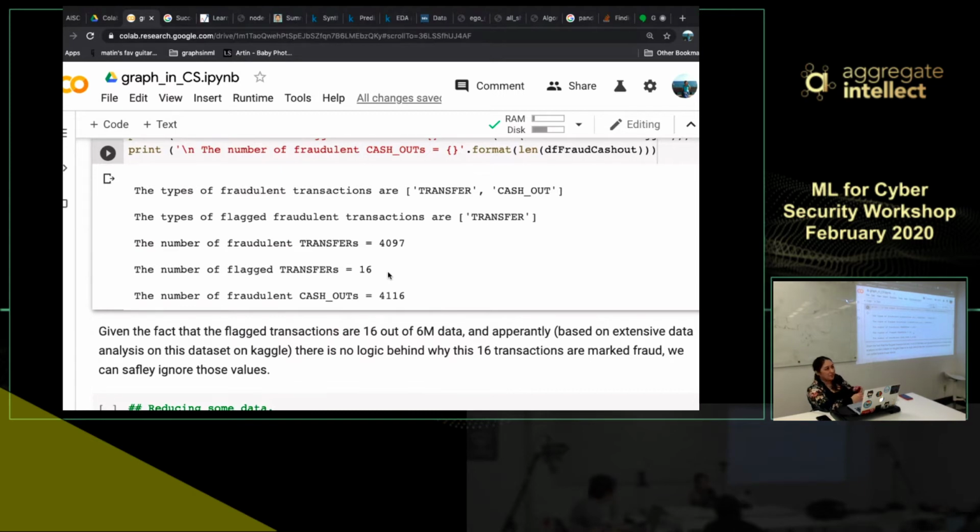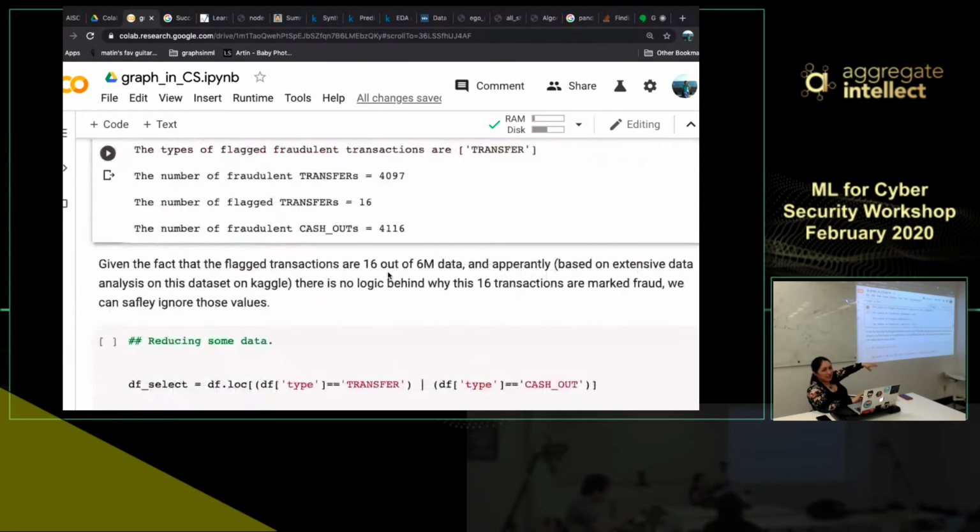It's bad English, but I just want to say, it's a sentence I wrote here, and practically we see 16 flagged values out of 6 million data, and then there are 8,000 actual frauds. So 16 over 6 million is practically nothing. It means that we don't know the logic behind that, how their fraud detection system works. It obviously doesn't work well.